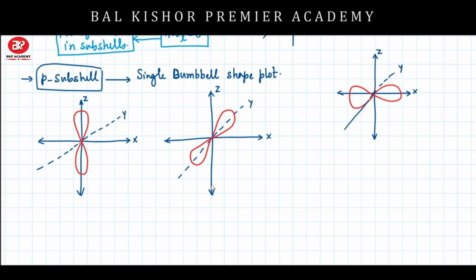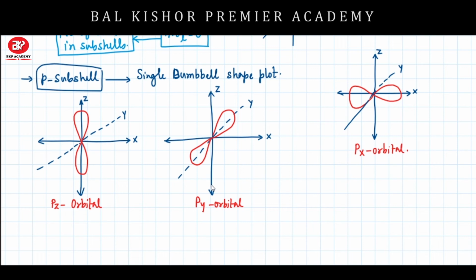then this type of plot is known as the pz orbital. This is the py orbital and this is the px orbital. So we have three types of orientation possible for the p subshell.